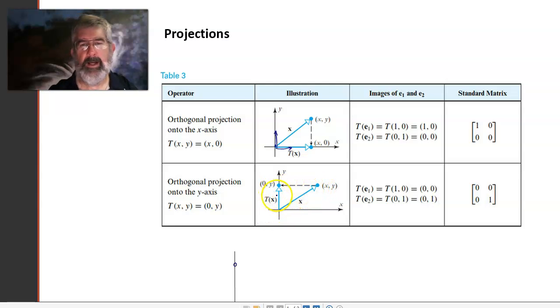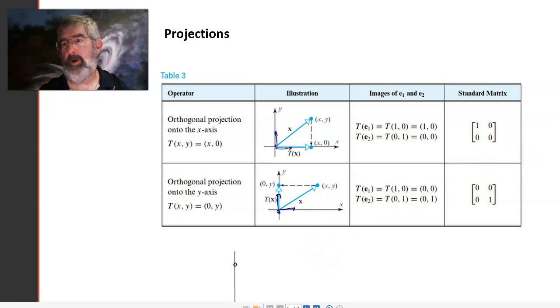Likewise, projecting onto the y-axis, the x-coordinate becomes 0 and the y-coordinate stays the same. So again, 0x plus 0y would be my first row, and 0x plus 1y would be my second row. Looking at the columns, e1 gets projected to the origin, so (0, 0) is the first column. e2 gets projected to itself, so (0, 1) is the second column. Okay, now that's projection onto one of the axes.